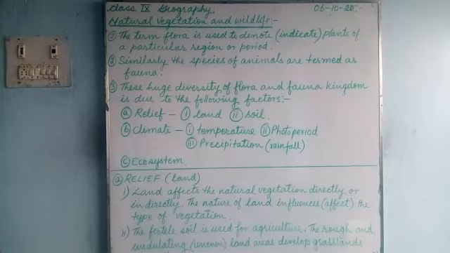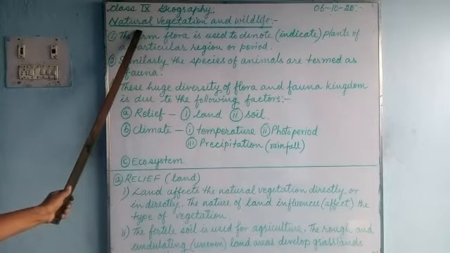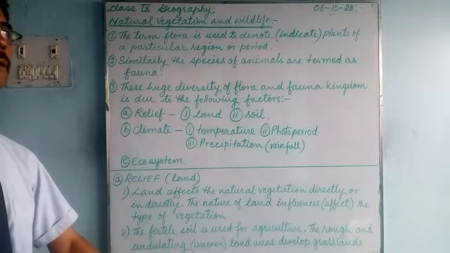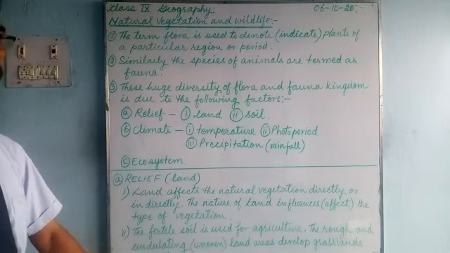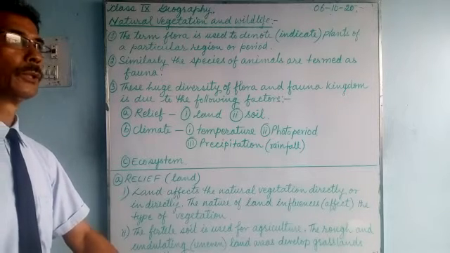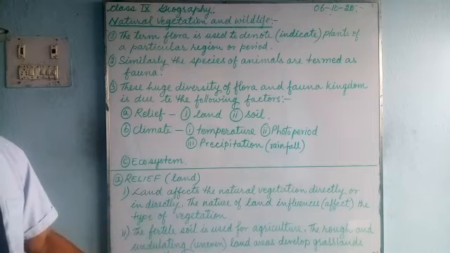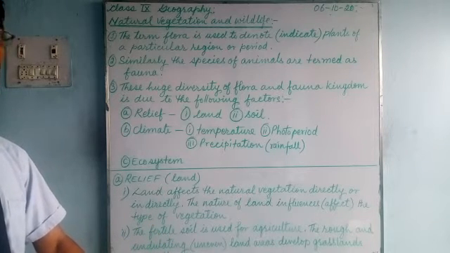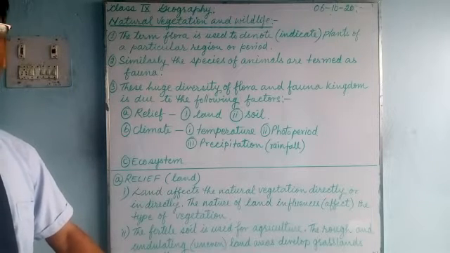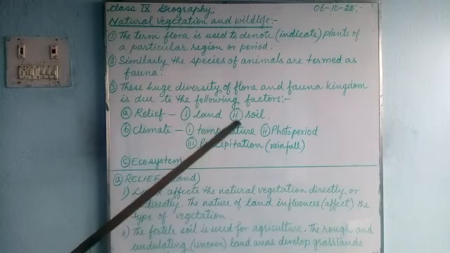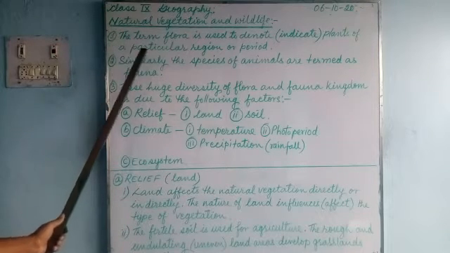We are doing the chapter titled Natural Vegetation and Wildlife. In our previous class, we discussed various types of plants and animals found in India and their numbers also. Since India is a vast country with distinct features of land as well as regional climates, we have various types of plants and animals found here. So now today we will talk about certain terms.